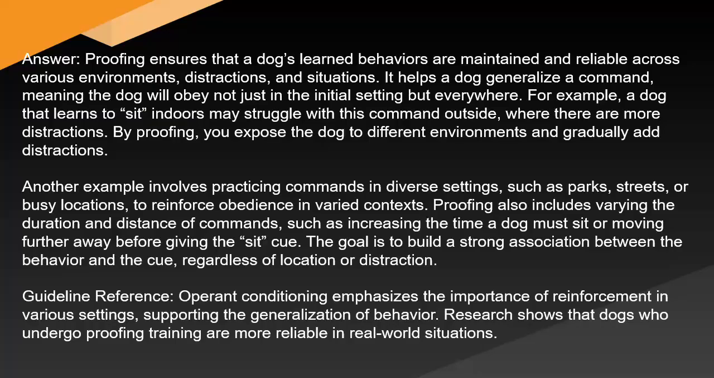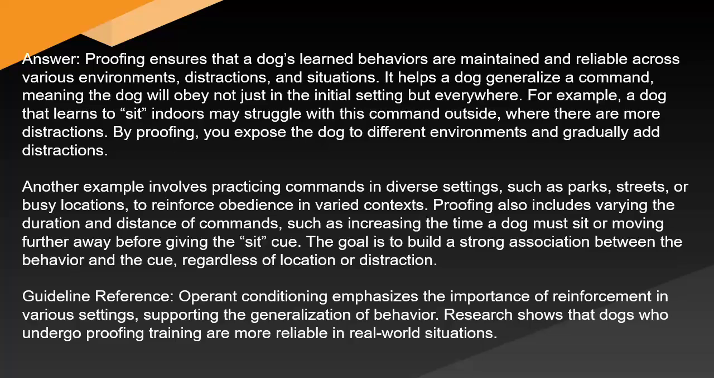For example, a dog that learns to sit indoors may struggle with this command outside, where there are more distractions. By proofing, you expose the dog to different environments and gradually add distractions. Another example involves practicing commands in diverse settings, such as parks, streets, or busy locations, to reinforce obedience in varied contexts. Proofing also includes varying the duration and distance of commands, such as increasing the time a dog must sit or moving further away before giving the sit cue. The goal is to build a strong association between the behavior and the cue, regardless of location or distraction.